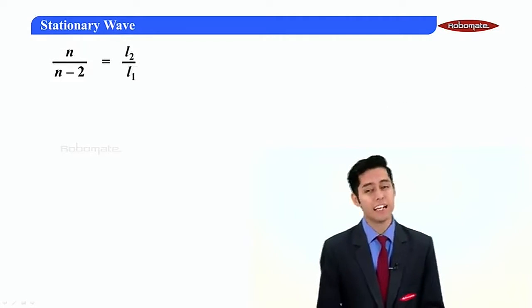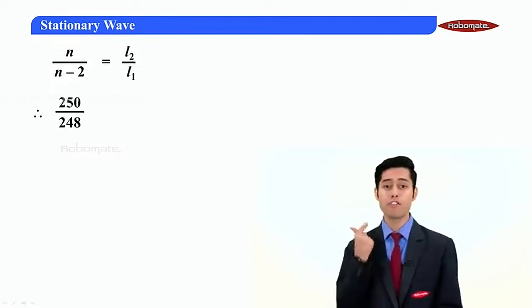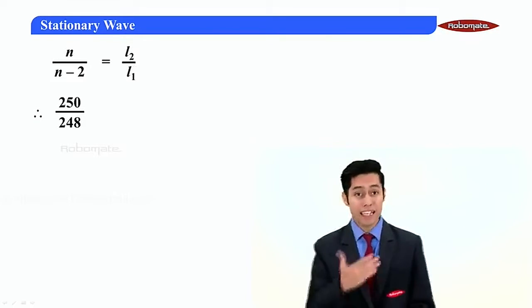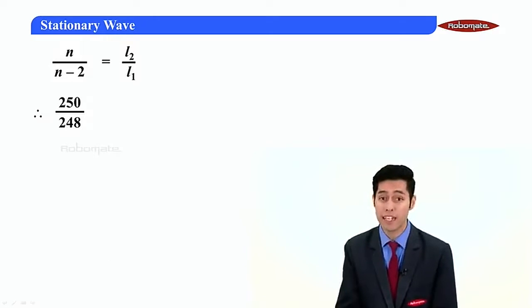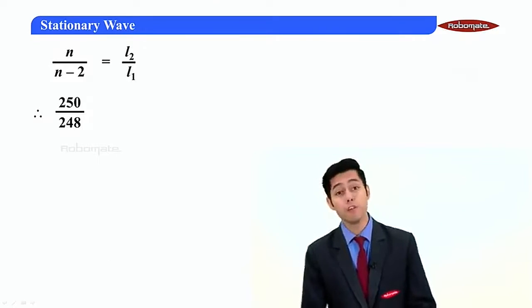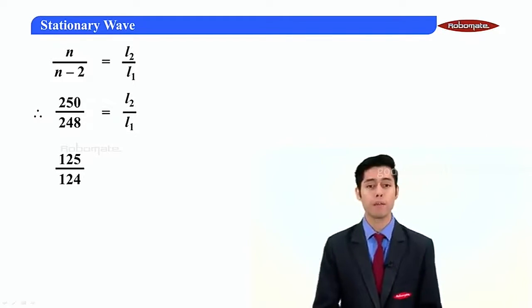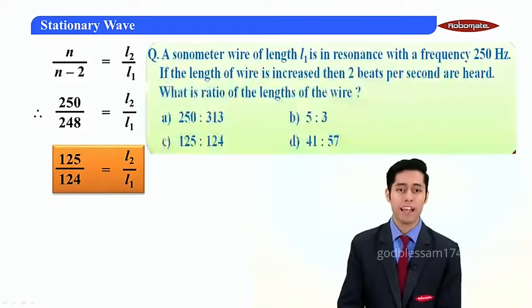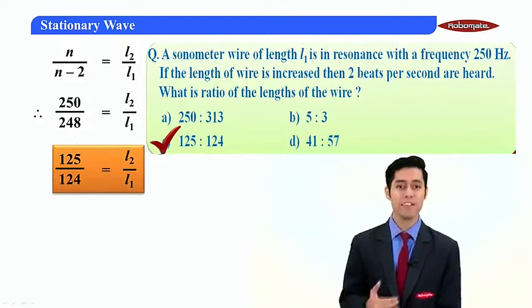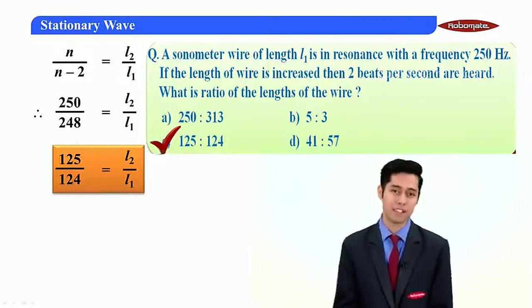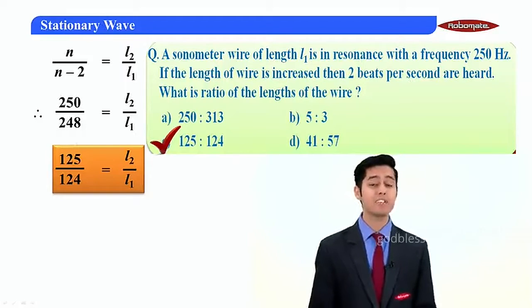In the second case, L2 by L1 is going to be as it is. I know that the frequency of original was 250 Hz. Now in the second case, N minus 2 will be 250 minus 2, that is 248. So it is 250 divided by 248, which is L2 by L1. So can I say it is 125 by 124, which is L2 by L1, and this is the option C. So students, with the help of this, we understood how to find out the ratio of the lengths of the wire when you have been provided with the frequency, and in the second case you have been provided with the beats per second.